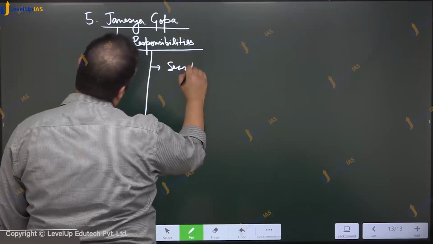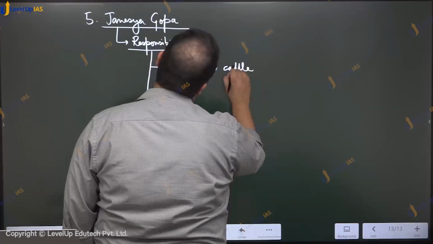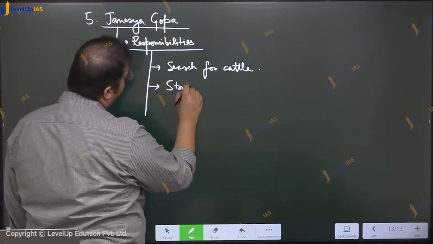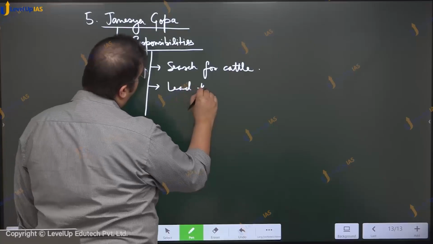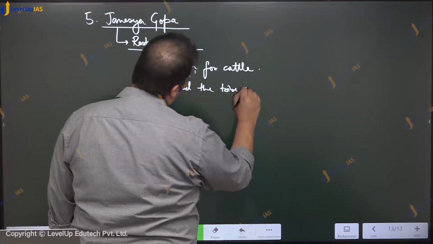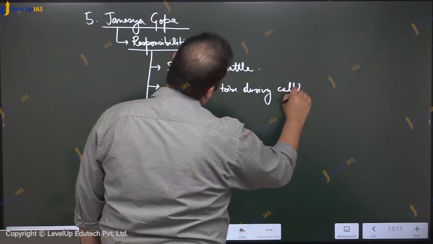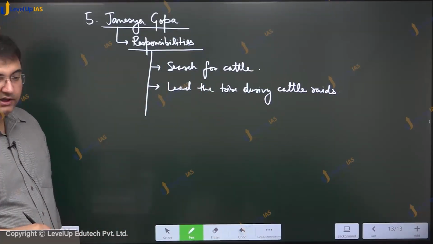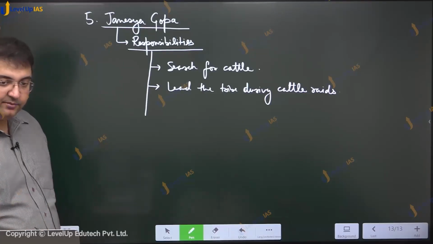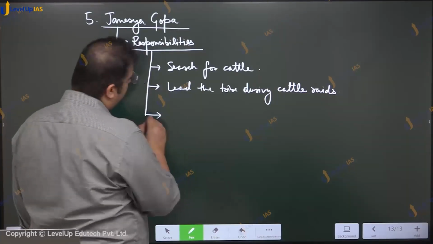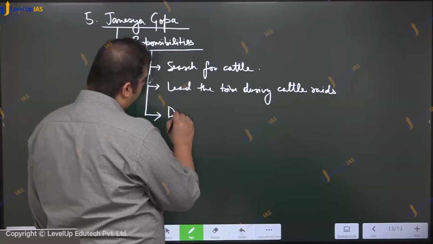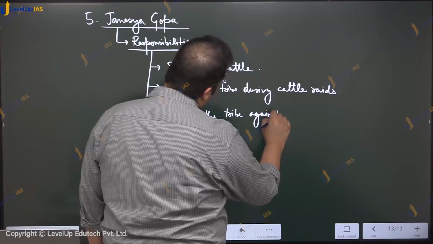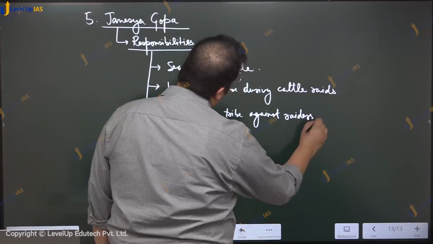To search for cattle in the wild, right? To struggle or to lead the tribe during cattle raids, right? When members of a particular tribe would raid another tribe or Chalcolithic settlement to loot their cattle. And thirdly, to do what? To defend the tribe against raiders.